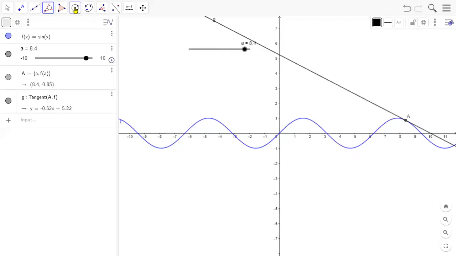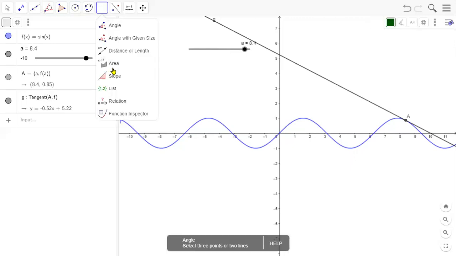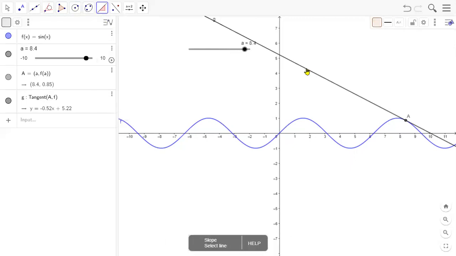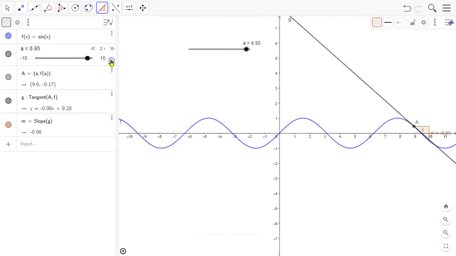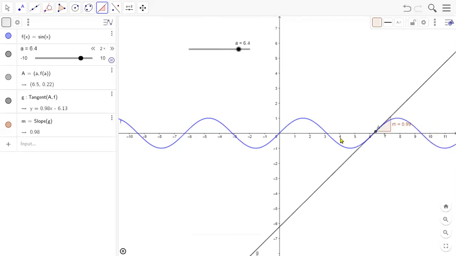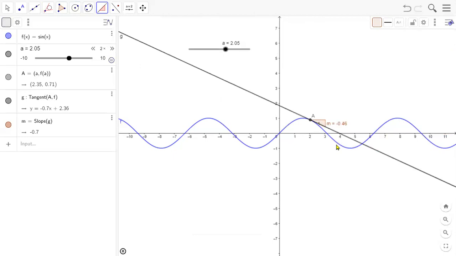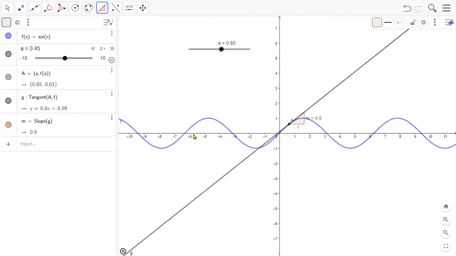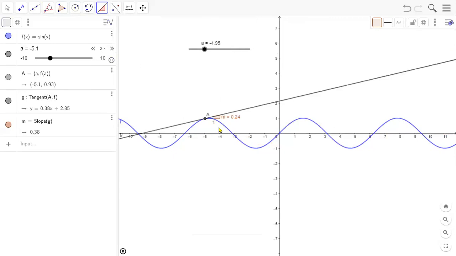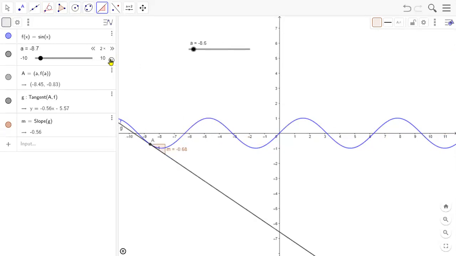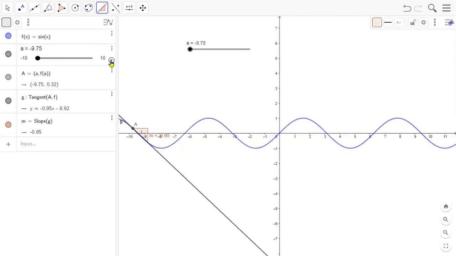Here we have the slope tool. Let me use that slope tool on this line. Here the slope is represented by the small m, and let me animate this once again. Here the slope is calculated. We can see that the slope m is calculated at every point on this graph, and m represents the slope of the tangent.